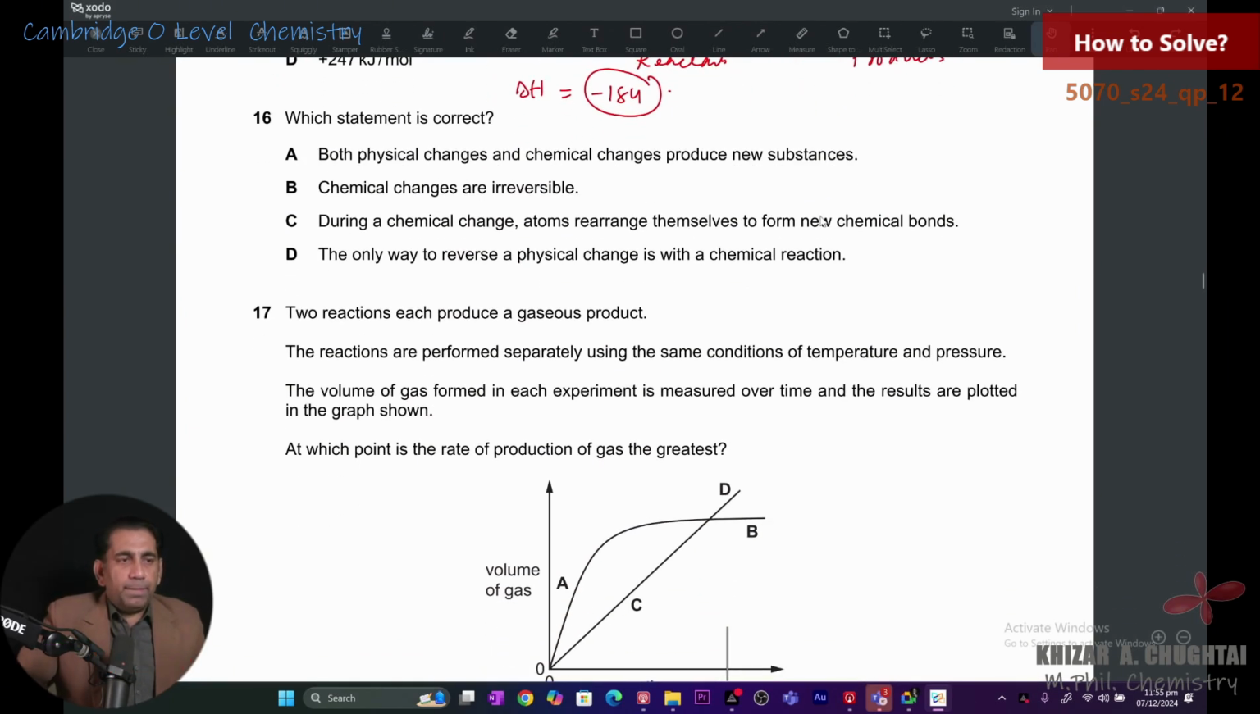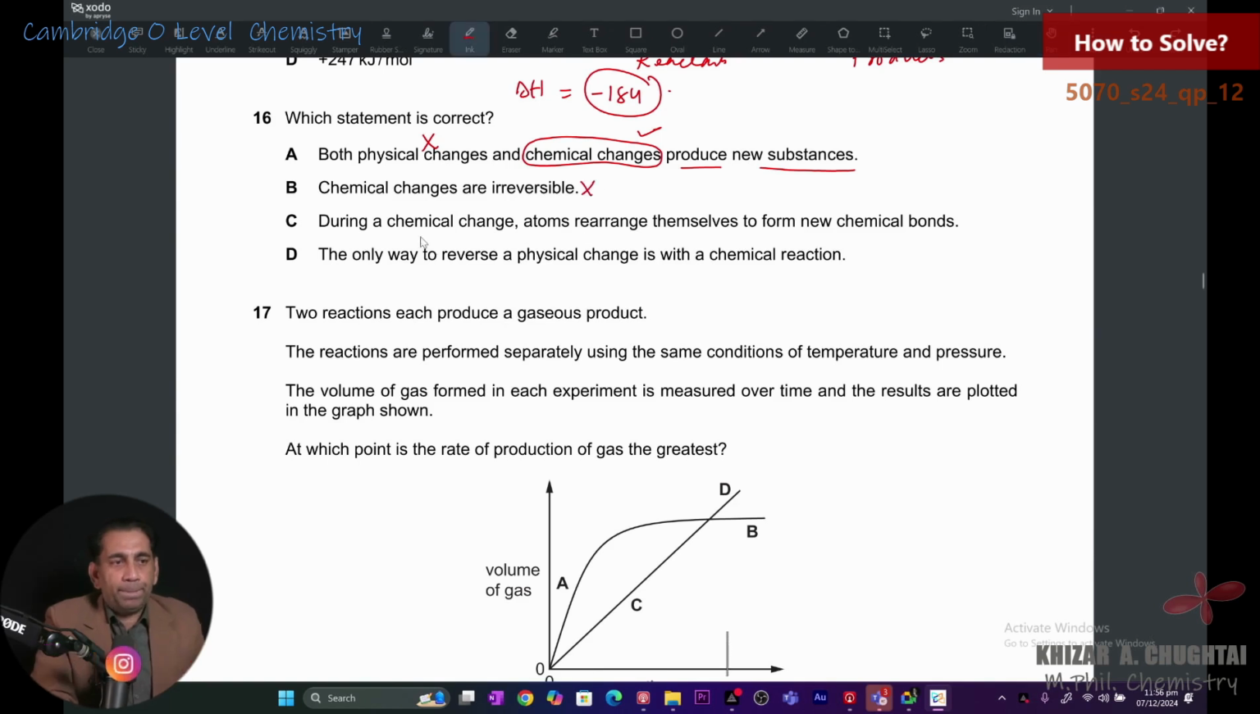Question number 16. Which statement is correct? Both physical changes and chemical changes produce new substances. No. Only chemical changes make new substances, not physical changes. So it's incorrect. B. Chemical changes are irreversible. Not all chemical changes are irreversible. For example, the contact process in which SO2 is converted into SO3. For example, the Haber process in which NH3 is synthesized. So they are all reversible.